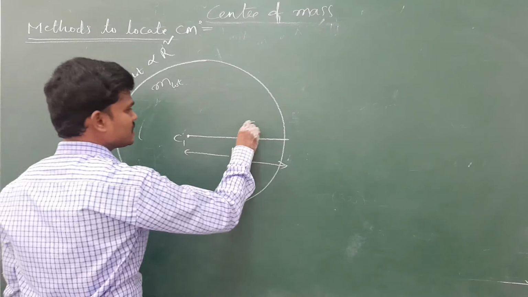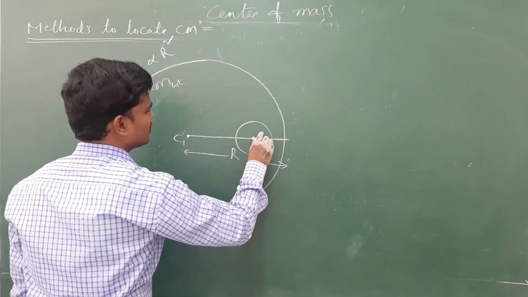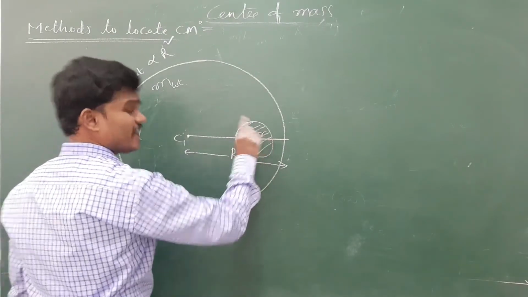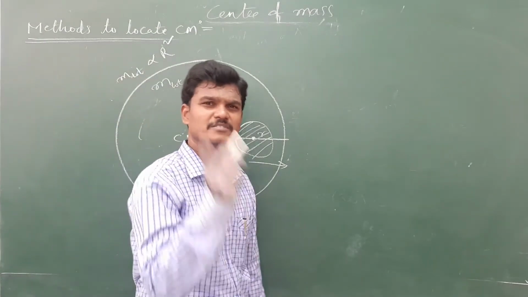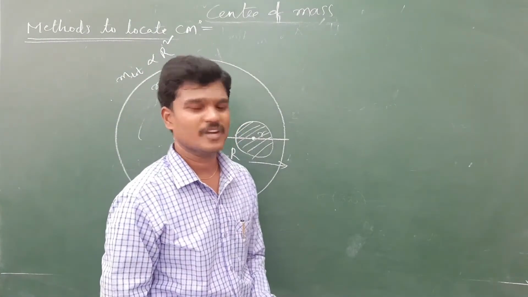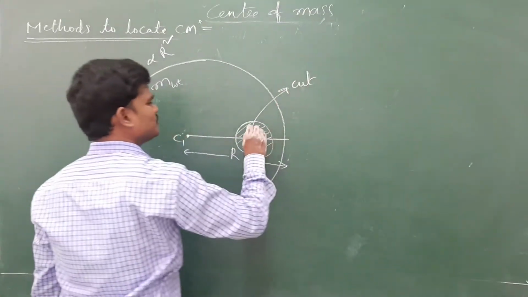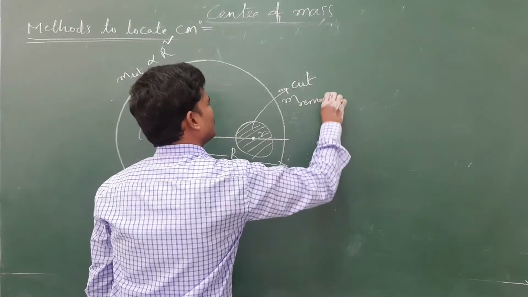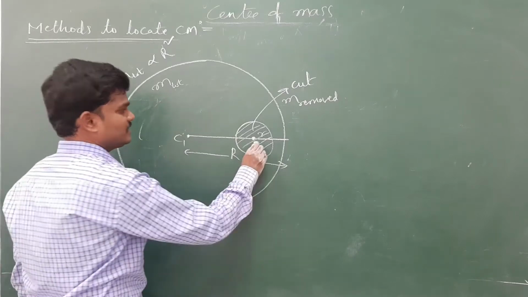If a small circular disk of radius small r is removed, if this part is cut, it is like a gravity concept. The same type of concepts are there in gravitation, electrostatics, moving charges, and so many. Okay. Here, if this part is cut, let us suppose removed, this is nothing but the mass removed. Okay. And this is the center of mass.